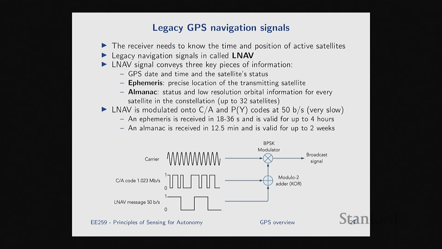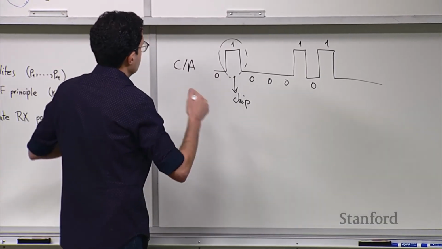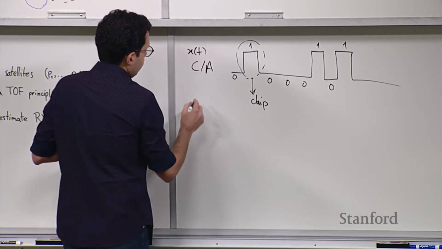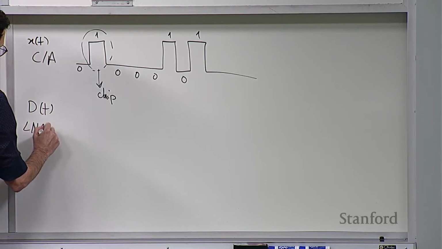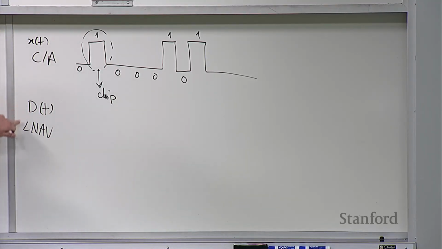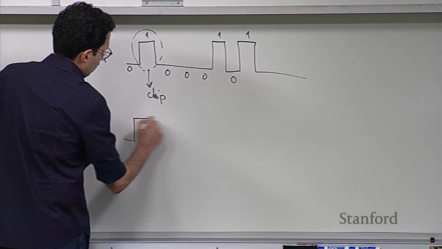Now, I want to clarify one thing that I pointed out later, which is that we have ranging codes and we have navigation signals, and both of these are modulating the exact same carrier. So how does the receiver distinguish these? If you just multiply two of these binary sequences, so if that's my x of t, and then I have my d of t, which is the LNAV signal, say. So my x of t is, let's say, the coarse acquisition code, and my d of t is LNAV, another binary stream, right? Whatever.